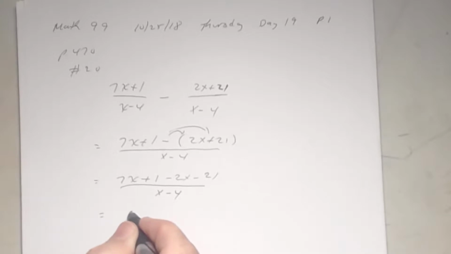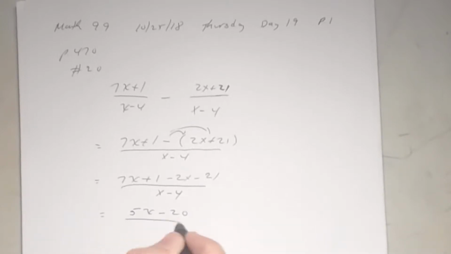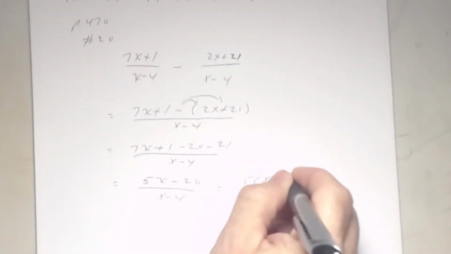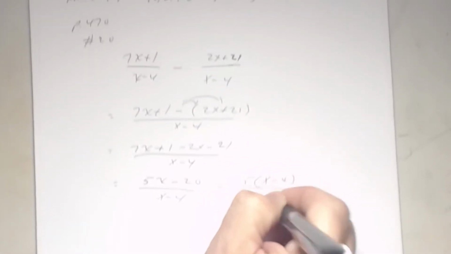Combine like terms. So what do you get? You get 5x minus 20 over x minus 4. All right. Am I done? No, you got to factor. So remember, the whole idea with these rational expressions is simplify them as much as possible. You can factor out a 5, so you get 5 times x minus 4 divided by x minus 4.